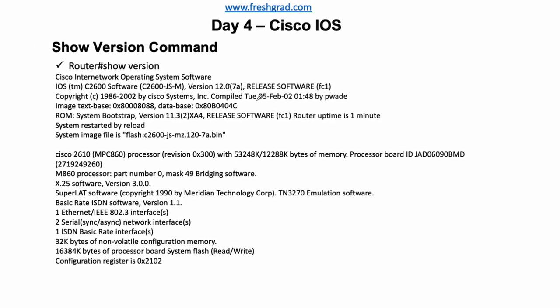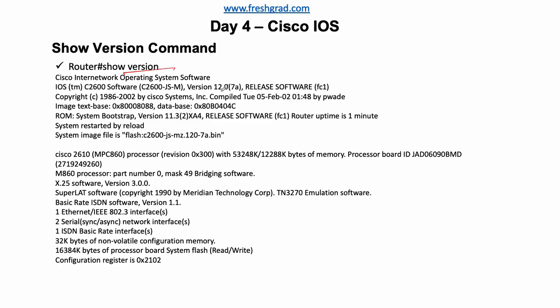Now let's look again at the show version command. You can see these are the different versions of the router images. There are many different versions, and you can see the Ethernet interfaces, serial number, and everything detailed in show version. It will display the version of the operating system.